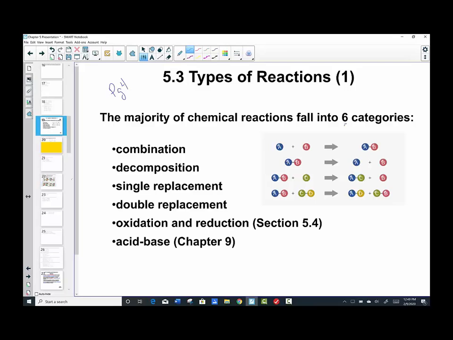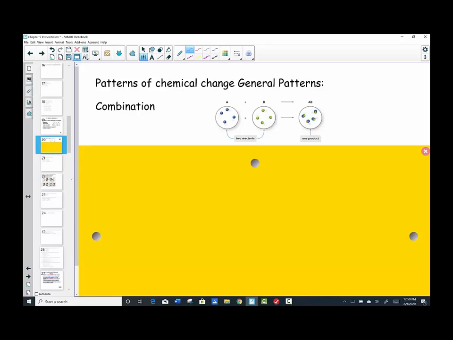Here's why. A combination, decomposition, single replacement, double replacement, a larger umbrella I'm going to pull out called redox, and then an acid-base reaction, which comes up in chapter 9. We'll kind of seed it today in this lesson and come back to it in chapter 9. So for your lessons, I would like you to write down 5 general patterns of chemical change. We're going to go through these one pattern at a time. The first of the 5 I want you to write down is called a combination reaction.